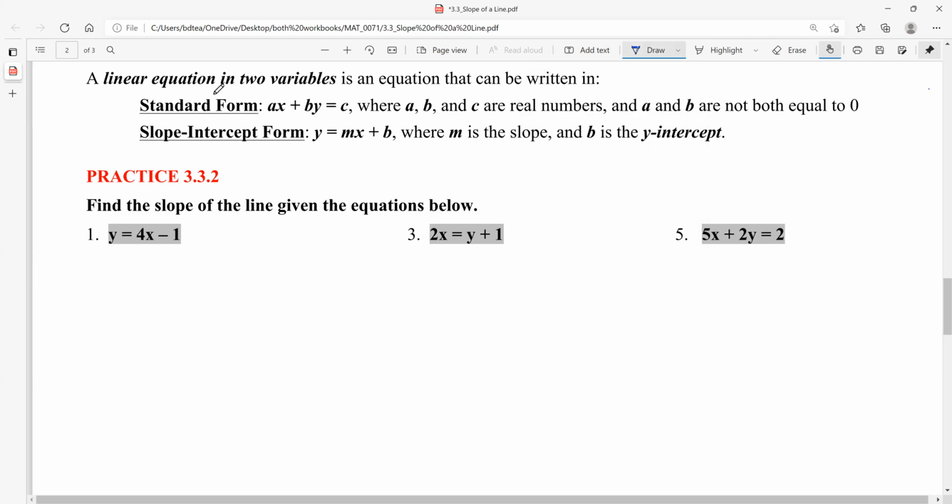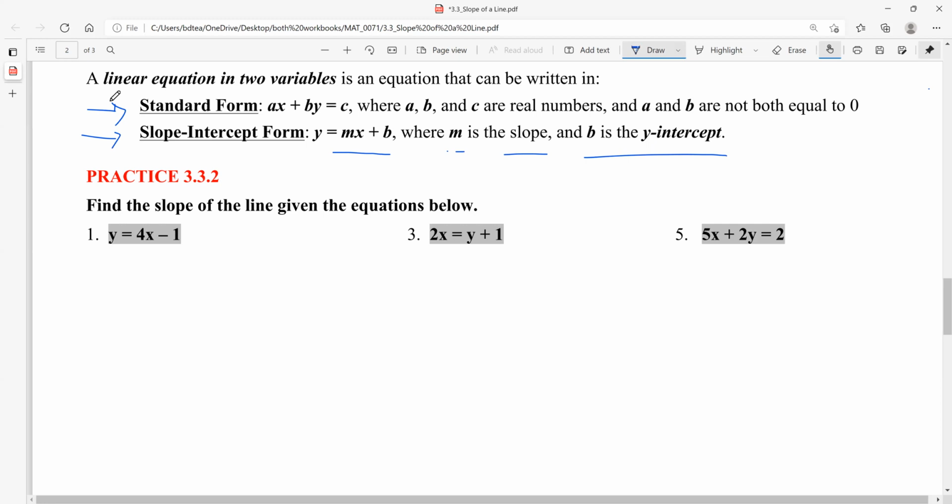Okay, the equation of a line in two variables. A linear equation can be written in the standard form and the slope-intercept form, and that's what we have here. It tells you y equals mx plus b, where m is the slope and b is the y-intercept.